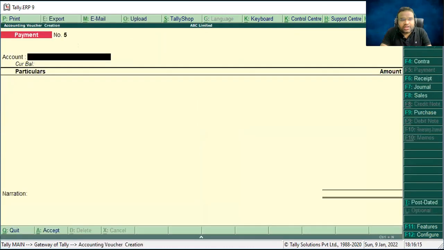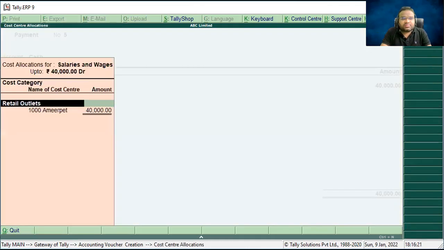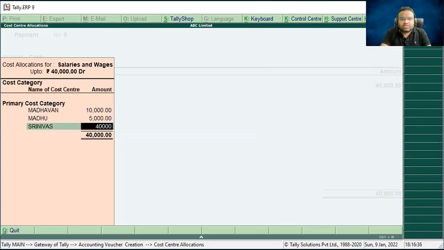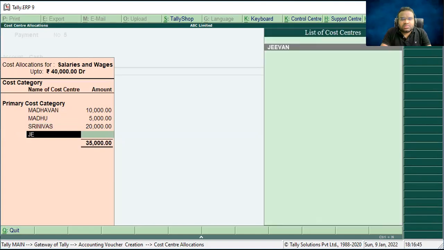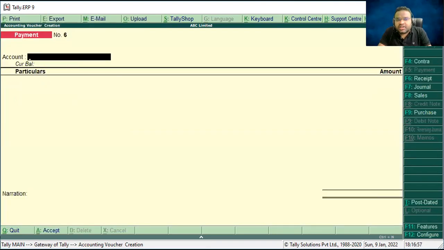Now what I'll do, I am posting an entry, I'm paying some cash salaries, somewhere about 40,000. Primary cost. I will get some names, right? Madhavan, 10,000. Madhu, 5,000. Srinivas, 4,000. So that is a small amount of 20,000. Jeevan, 2,000. Krishna, 3,000. It is issue. We have created, we have posted the entry.